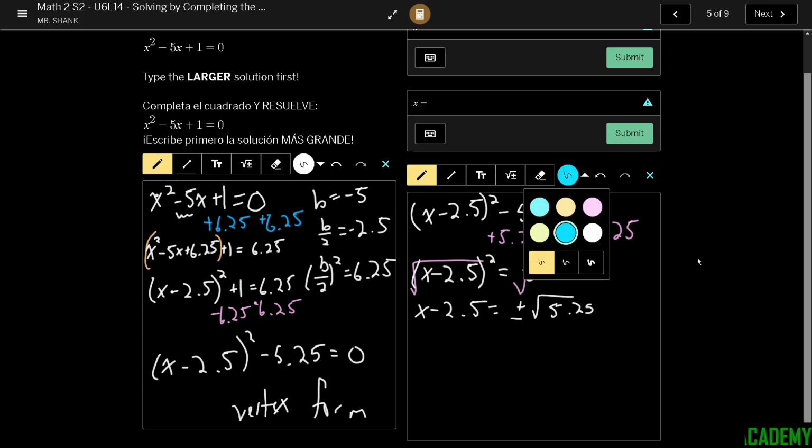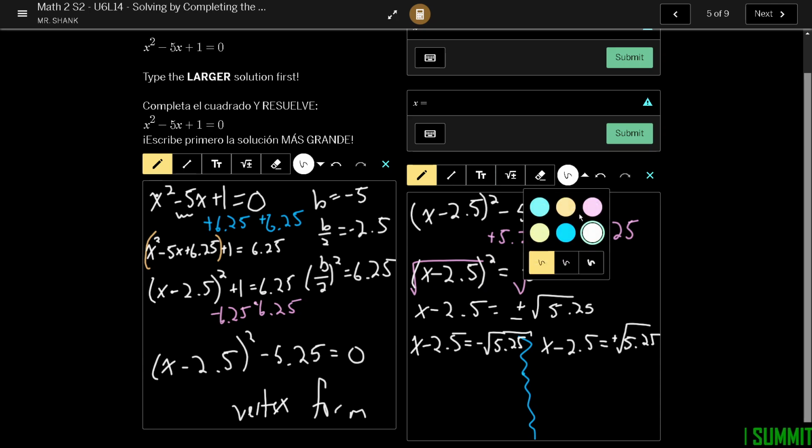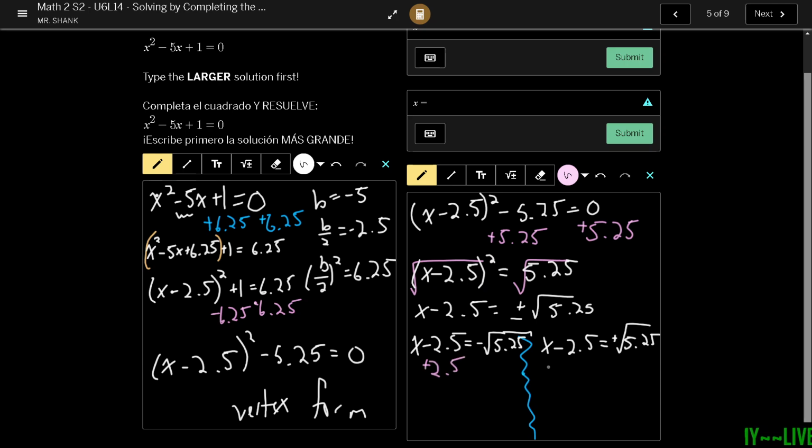Split your answer into two spaces, something like this. We're going to say x minus 2.5 equals negative square root of 5.25. Just ran out of space there. And then on the right side, we have x minus 2.5 equals positive square root of 5.25. One step the whole way across. Since we are subtracting, I'm going to add the number it tells me to add right there. So I'm going to say plus 2.5 to all those sides.